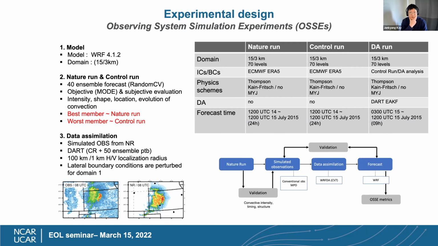Okay, this is the experimental design. I used the WRF model with 15 and 3 kilometer resolution. And I used the DART ensemble data assimilation system using 50 ensemble members. As I explained before, I made a nature run and I made simulated observations from this nature run. And this table describes some model configuration used for the nature run, control run, and the data assimilation experiment.